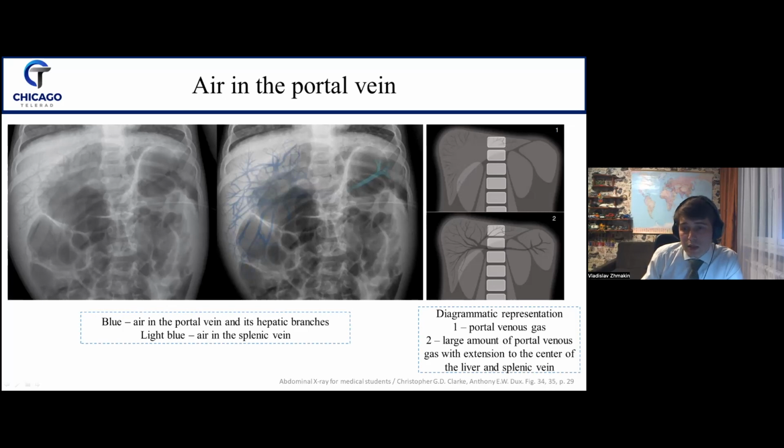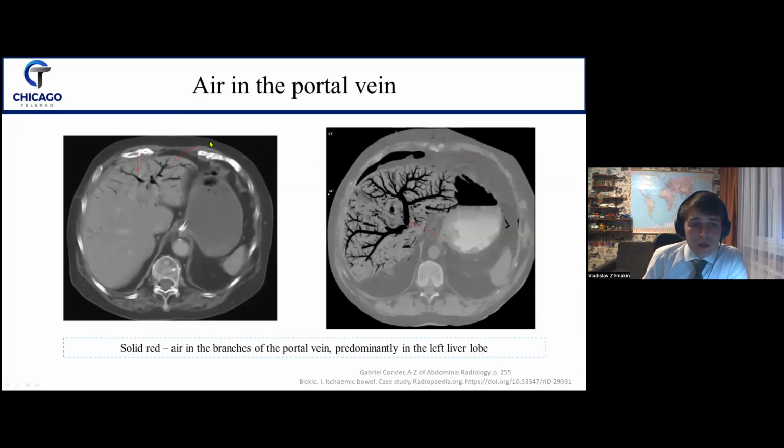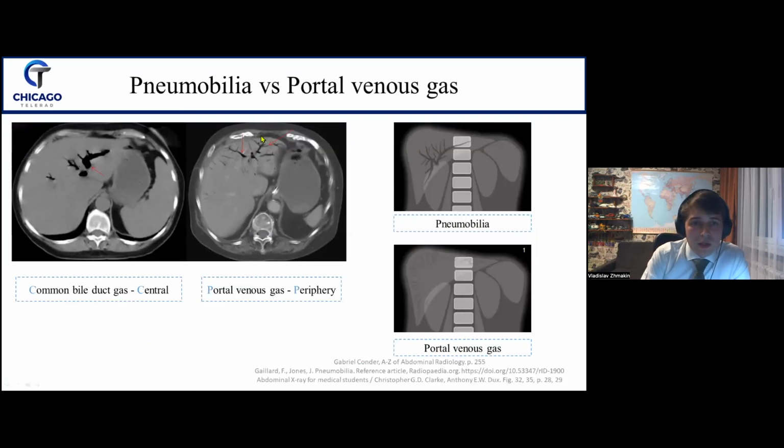If the amount of air is large, then we would see air everywhere. So on the plain films, you can see tree-like lucency over the right upper quadrant, left upper quadrant, and with the hint in the hepatic branches of portal vein and in the splenic vein. Again, on CT, axial image of CT of the patient with portal venous air. Again, air tends to go upwards in the lower lobe, but periphery, the peripheral parts of the liver, so due to the centrifugal flow of the portal blood. And if there is a large amount of air, we would see something like this.